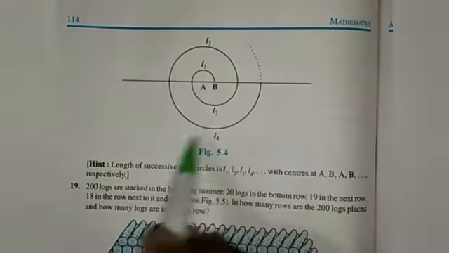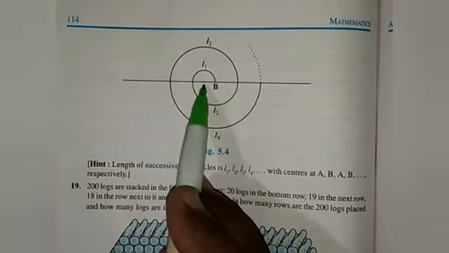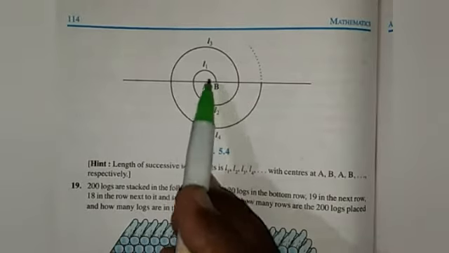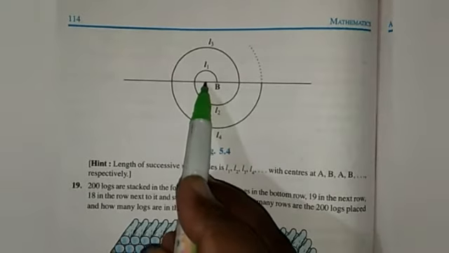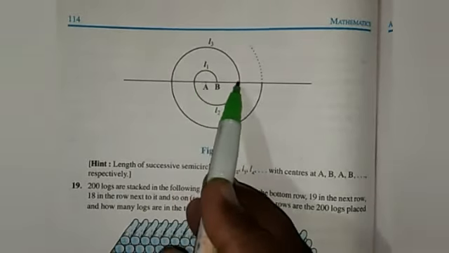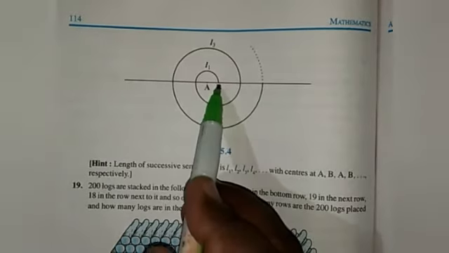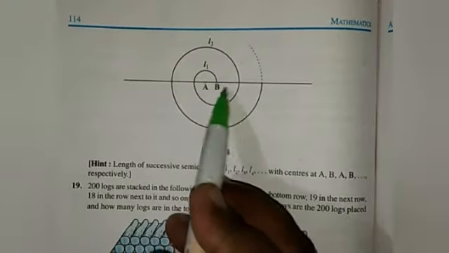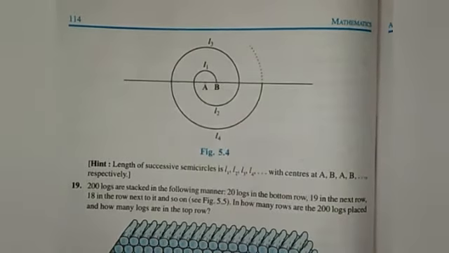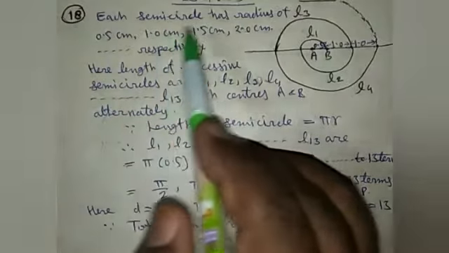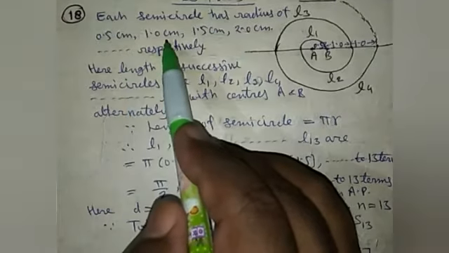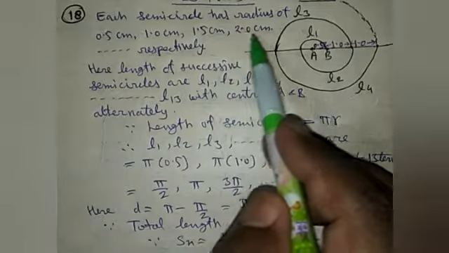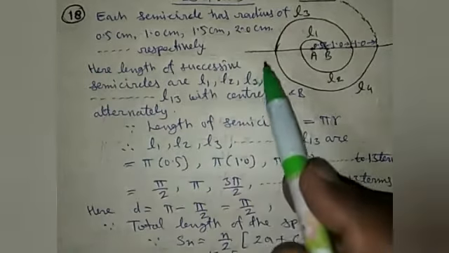So here the figure is given. Here centers are A and B respectively. For first semicircle, center is A. For second semicircle, center is B. For third semicircle, center is A. And for fourth semicircle, center is B, and so on. Here each semicircle has radius of 0.5 centimeter, 1 centimeter, 1.5 centimeter, 2 centimeter, and so on respectively.